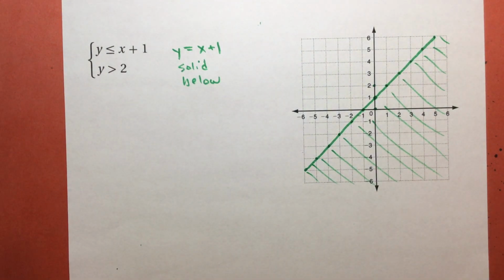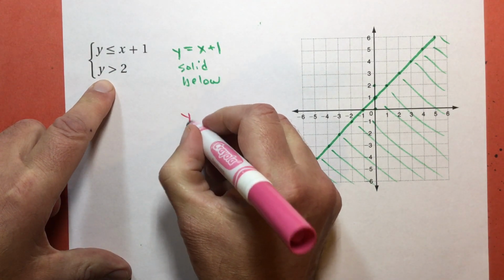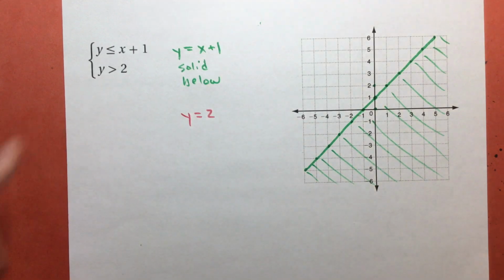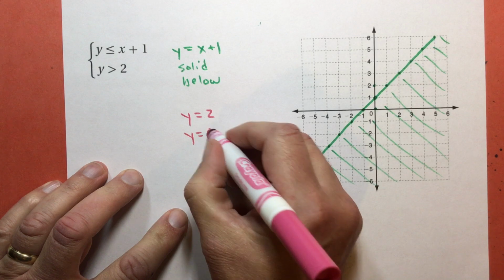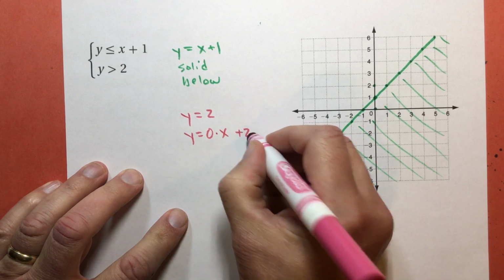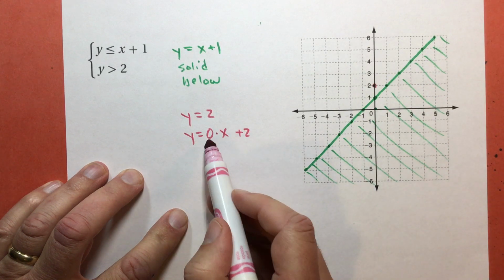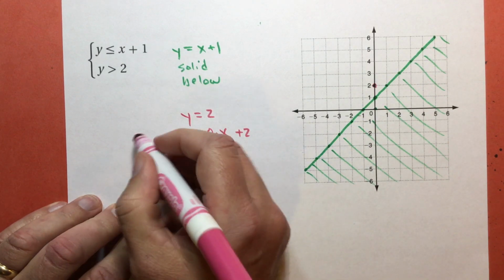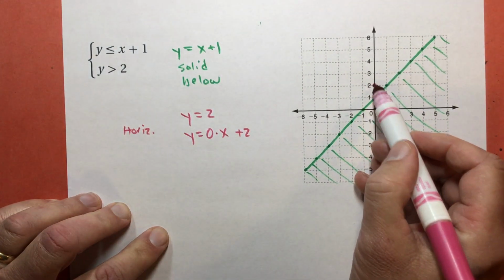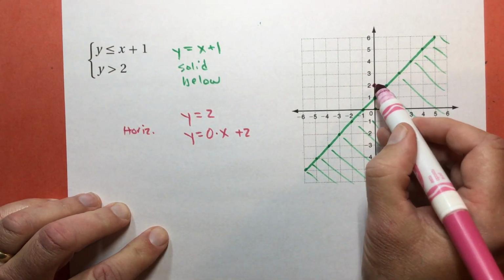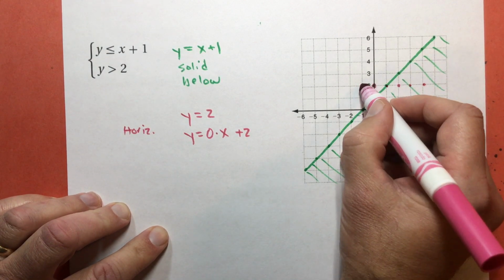All right, switch colors here. For y is greater than 2, the boundary line is y equals 2. Now what does it mean when it says y equals 2? That's the same as y equals 0 times x plus 2. The y-intercept is 2 right here, and the slope is 0. That tells me that I have a horizontal line. So it does not go up or down, it stays where it's at. So the next one is going to be here, then here, then here, all the way across.